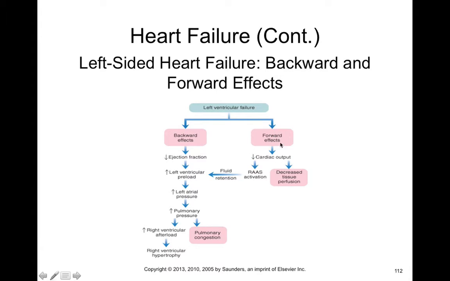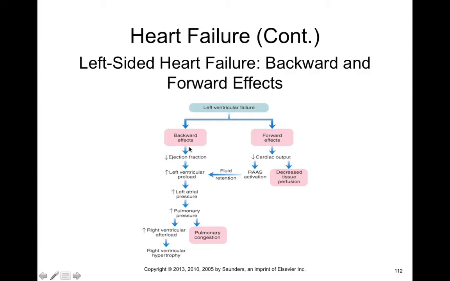Now, one of the other forward effects of left-sided heart failure is that a reduction in blood flow to the kidneys causes activation of the RAAS, or renin-angiotensin-aldosterone system. So the kidneys release renin, which then stimulates the retention of fluids by your body. And this fluid retention then can lead to increased left ventricular preload, which we'll come back to with the backwards effects. So knowing that the left ventricle receives blood from the pulmonary circulation, because the right side of the heart pumps blood to the lungs, whereas the left side of the heart would take that blood from the lungs and then pump that out to the rest of the body.